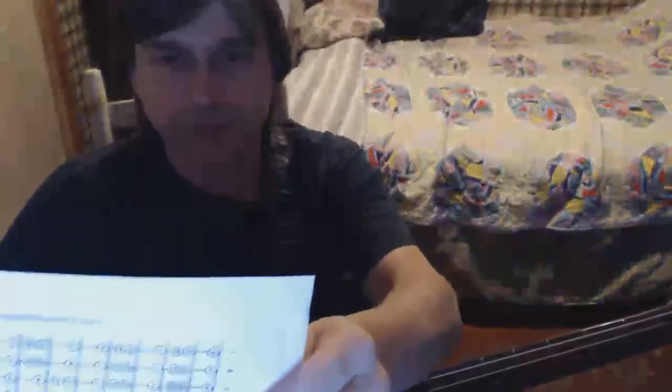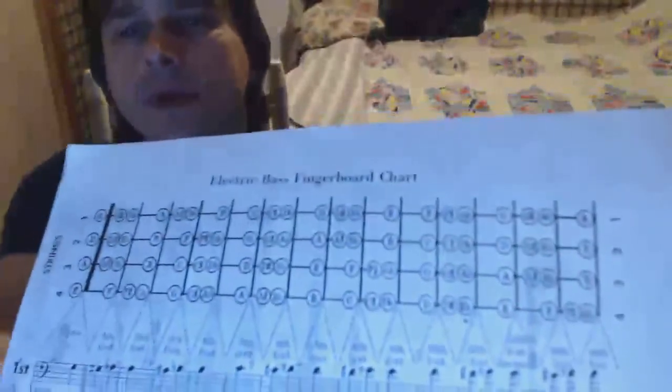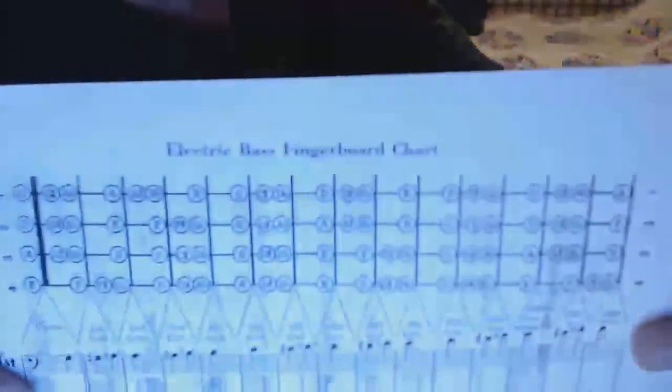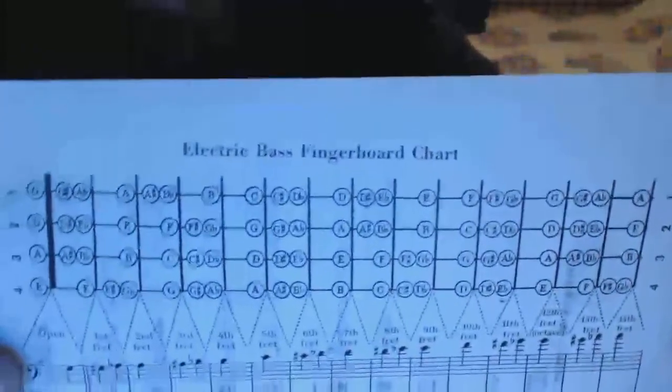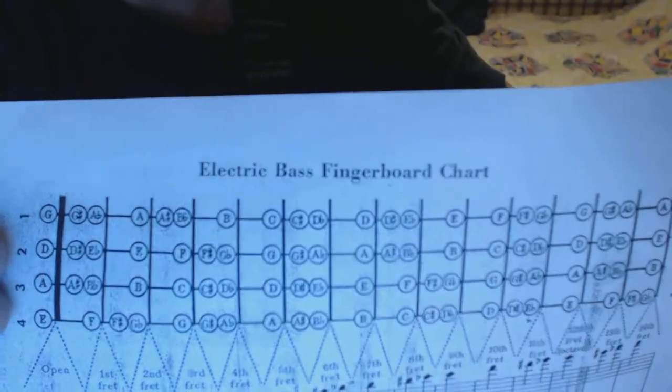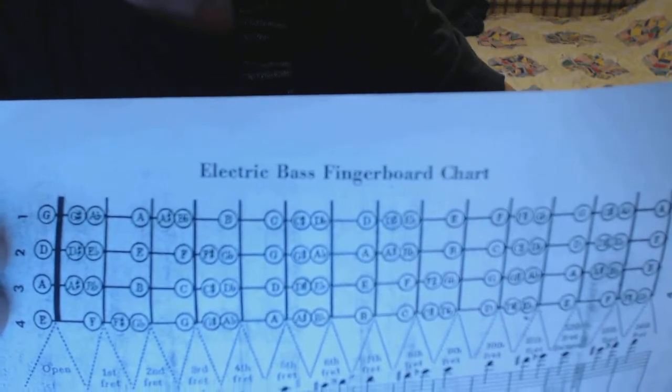Now this graph here will outline, actually, let me get that up to the camera right. There we go. This is what we call a fretboard chart. Now, as you can see, where it says 4, 3, 2, 1, and that's down here on this side. Right on this side, where it says E is the fourth string, A is the third, D is the second, and G is the first.